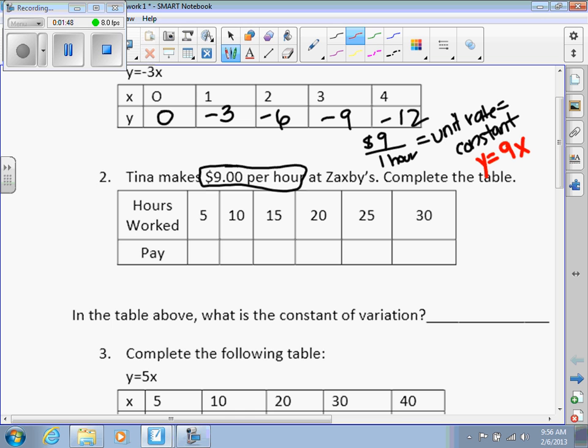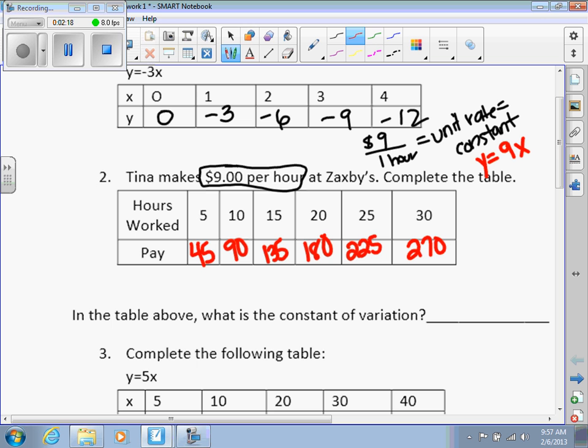Okay, up to the table. She makes $9 per hour. If she works 5 hours, how much is her pay? $45. If she works 10 hours, how much is her pay? $90. 15 hours. 135. Good. 20 hours. 180. 25 hours. At 30 hours?